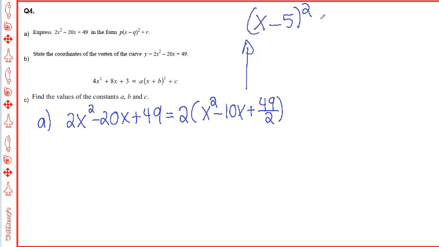Then we go ahead and expand that. If you expand that, what you get is x squared minus 10x plus 25. You get this equation here. Then all you do is ask yourself, how do I get from here back to that? Well, to go from here to there, that's the same. That's the same. The only difference is the 25 and the 49 over 2.